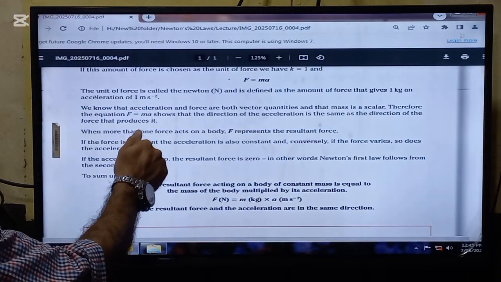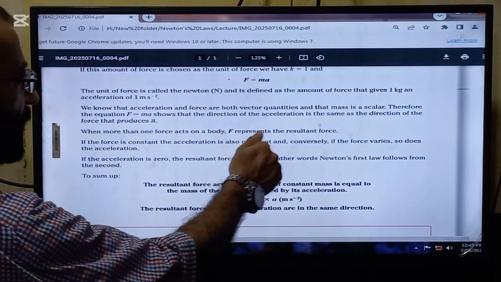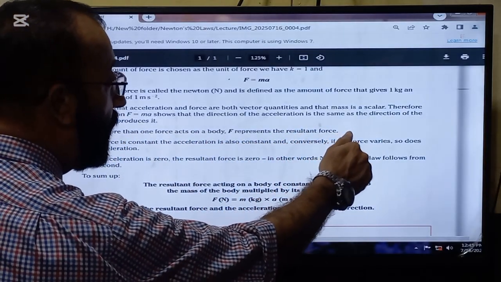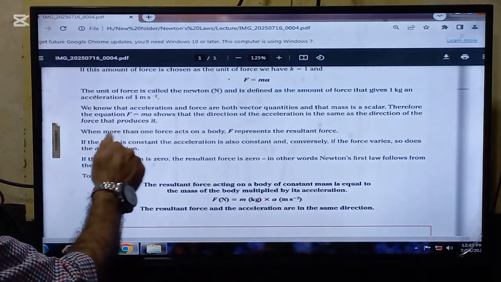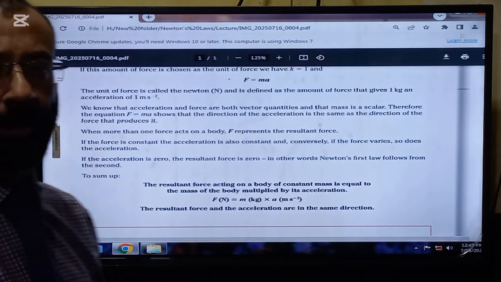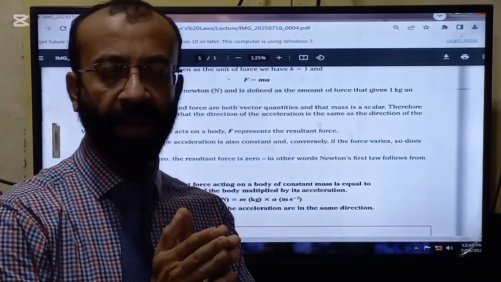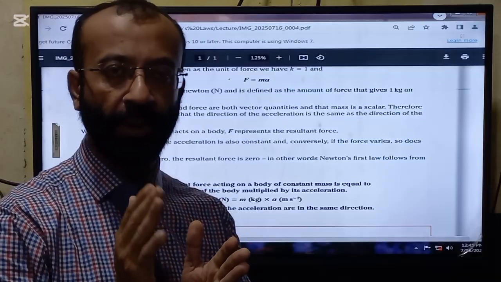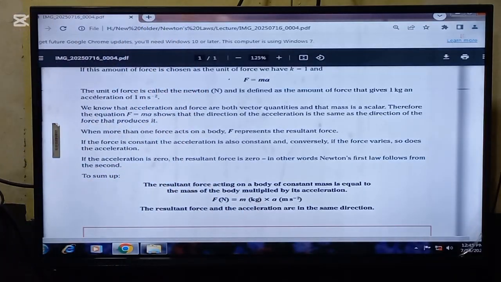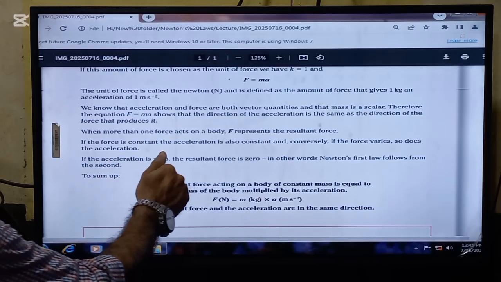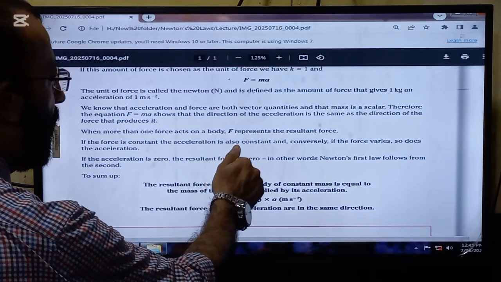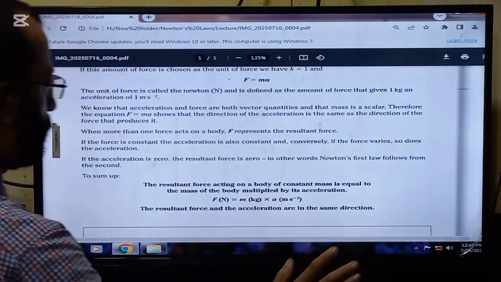Therefore, the equation F is equal to ma shows that the direction of the acceleration is the same as the direction of the force that produces it. So in whichever direction the force is applied, the acceleration will be produced in the same direction. When more than one force acts on the body, F represents the resultant force.